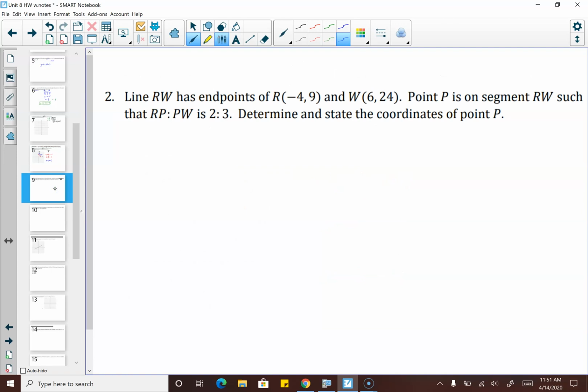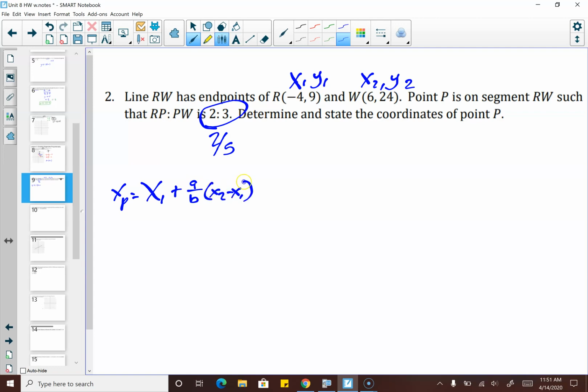Line RW has endpoints -4, 9 and 6, 24. P is on the segment RW such that our ratio is 2 to 3. So we know our fraction we need is 2 to 5. Determine and state the coordinates of P. So if there's no graph, let's remember our formula. So this will be XP equals X1, which remember is always the point furthest to the left, which fortunately for us, they usually list as the first one. So XP equals X1 plus our ratio times X2 minus X1.